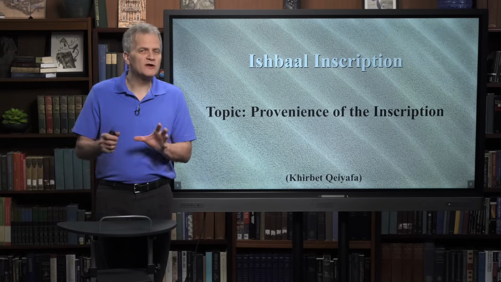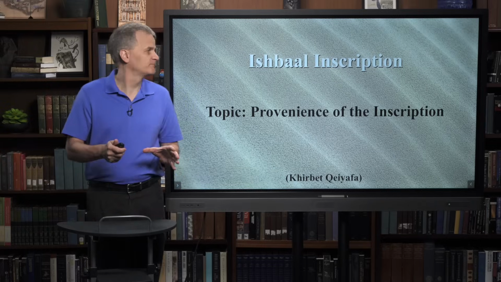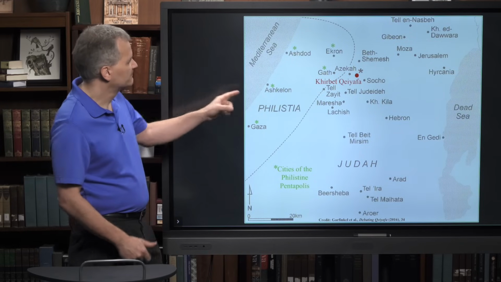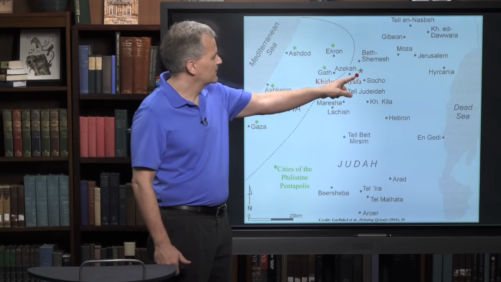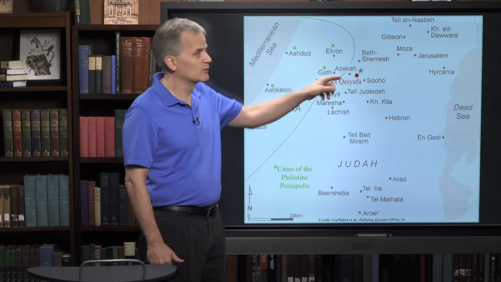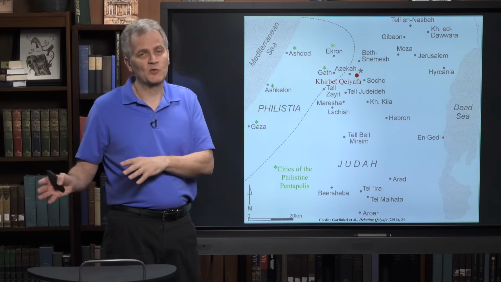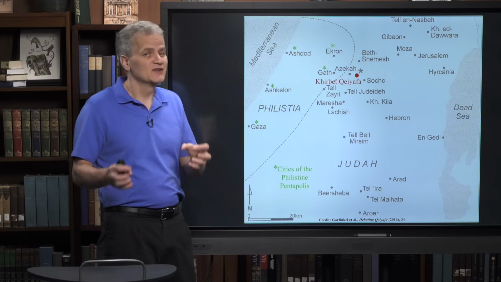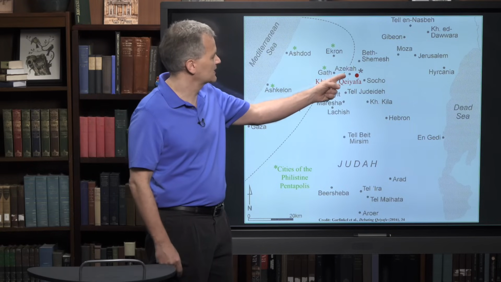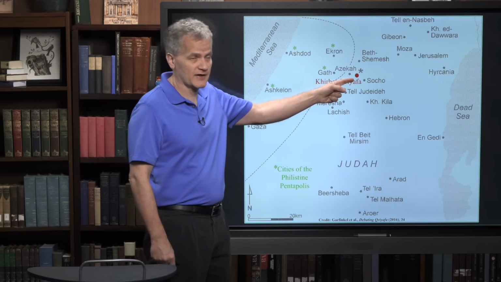But where is the inscription? What is it on? It's located here at Khirbet Qeiyafa. This is the site where the inscription was found. And we looked at this site much more carefully in our last lesson. So that's that same site where it comes from. It's between Soko and Azekah. It's along the Elah Valley.